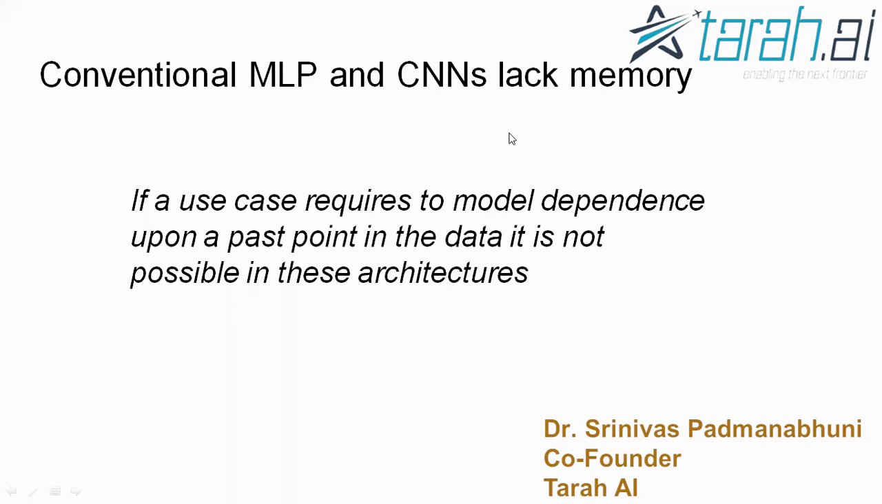So in all of this, there is a dependence of the future on a past point in the same data. And unfortunately, all the feed-forward networks, like multi-layer perceptrons or convolutional neural networks, do not have this power of memory, which is basically remembering something done in the same data point in the past to be able to decipher something in the future point.